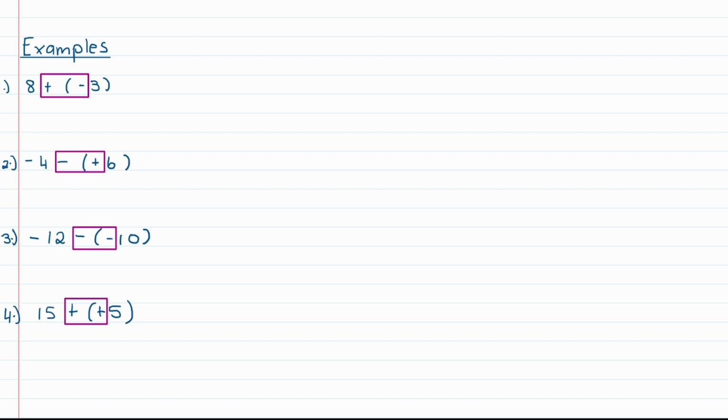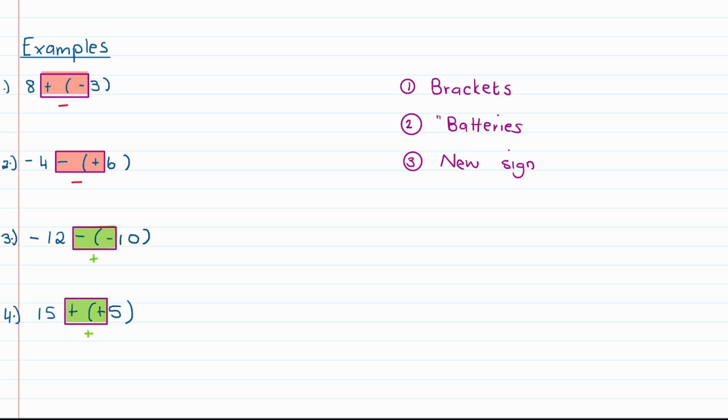Okay, let's order our steps so we don't get lost. First, we need to identify brackets, which we've done, and then we need to insert our batteries. Now we're going to use our batteries to create a new sign. The first 2 questions have different signs, so they're arguing, and the next 2 examples have the same signs, they're agreeing. So my positive and negatives are going to give me negatives, while my 2 negatives and 2 positives are going to give me a positive answer.